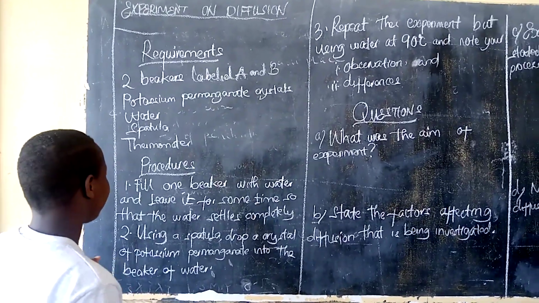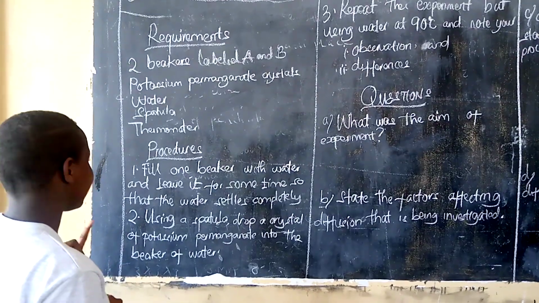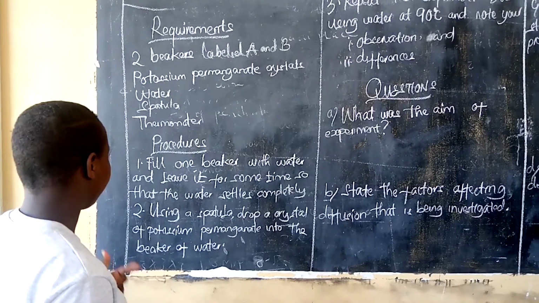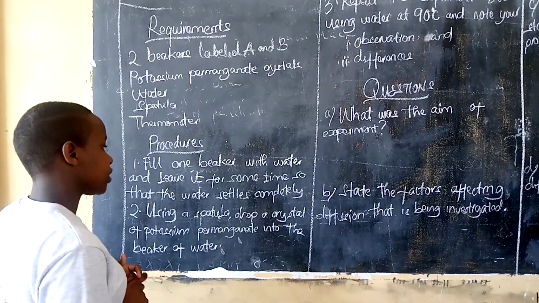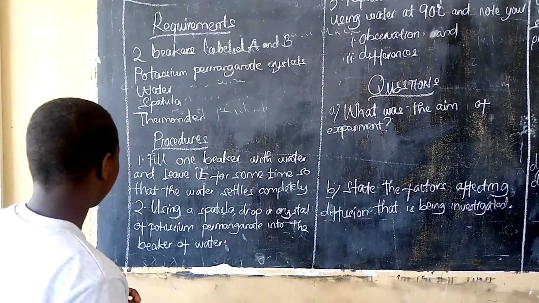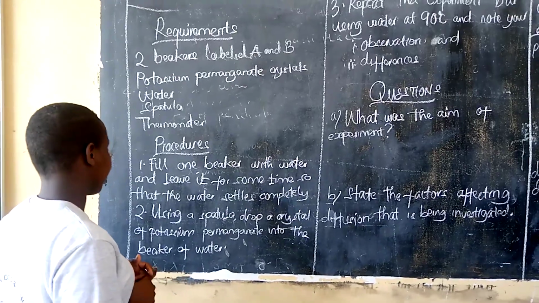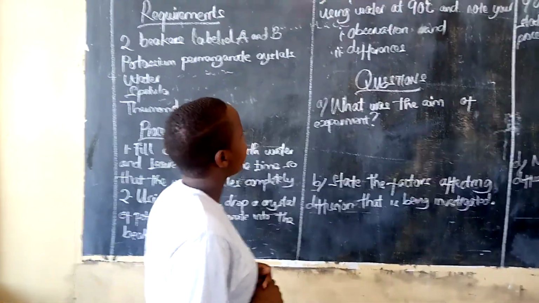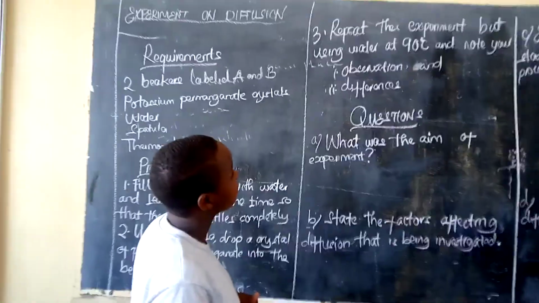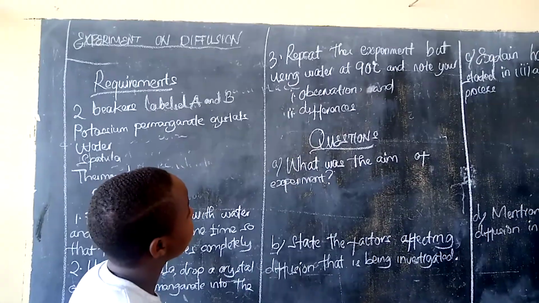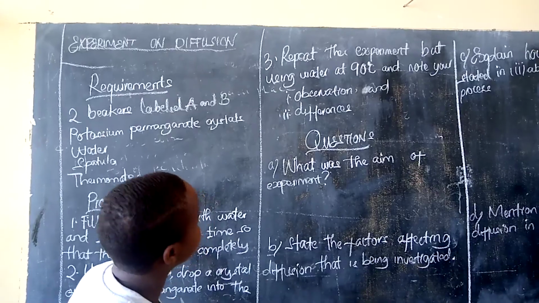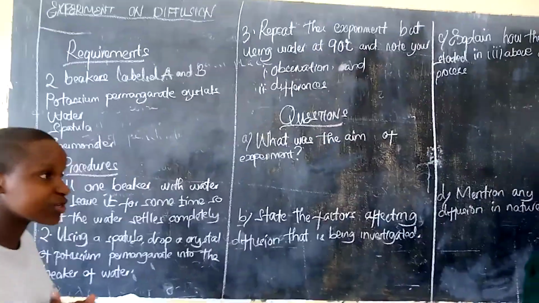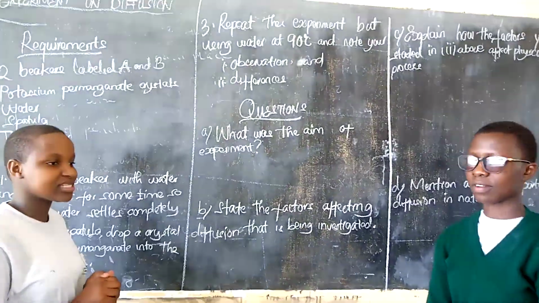Procedure: fill 1 beaker with water and leave it for some time so that the water settles completely. Use a spatula, drop a crystal of potassium permanganate into the beaker of water. Repeat the experiment by using water at 90 degrees and note your observation difference. My fellow is going to conduct the experiment as follows.